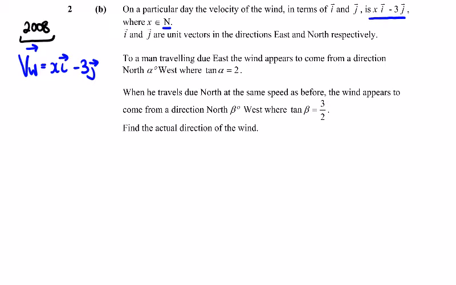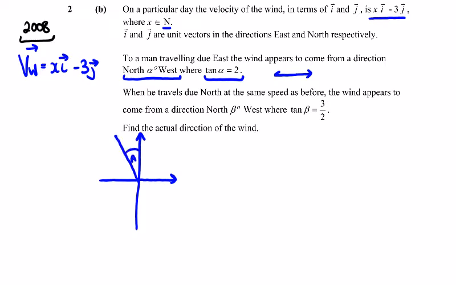To a man traveling due east, he's going to Dublin, he's going in that direction, the wind appears to come from a direction north a degrees west, and tan a is equal to 2. So let's have a look at a sketch of that. He's traveling in that direction, and the wind appears north a degrees west. If we go north, then we have to go a degrees west. A is in here, and that's going to continue down in this direction. A will be in here.